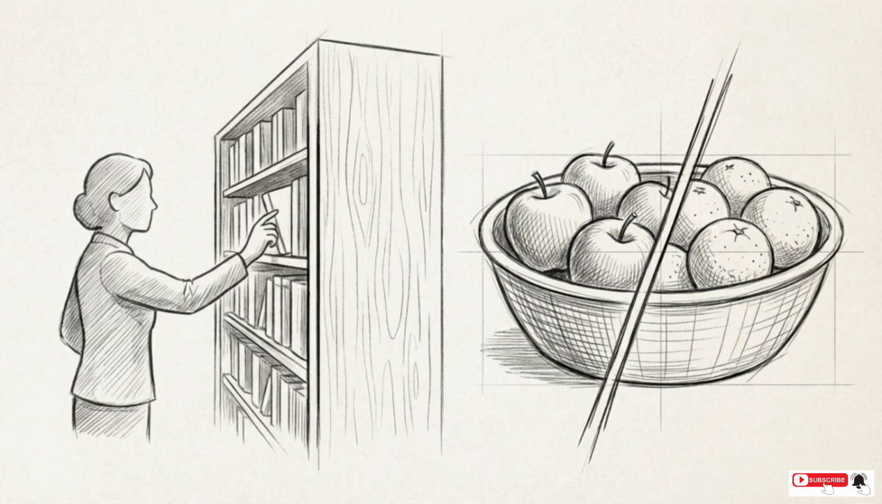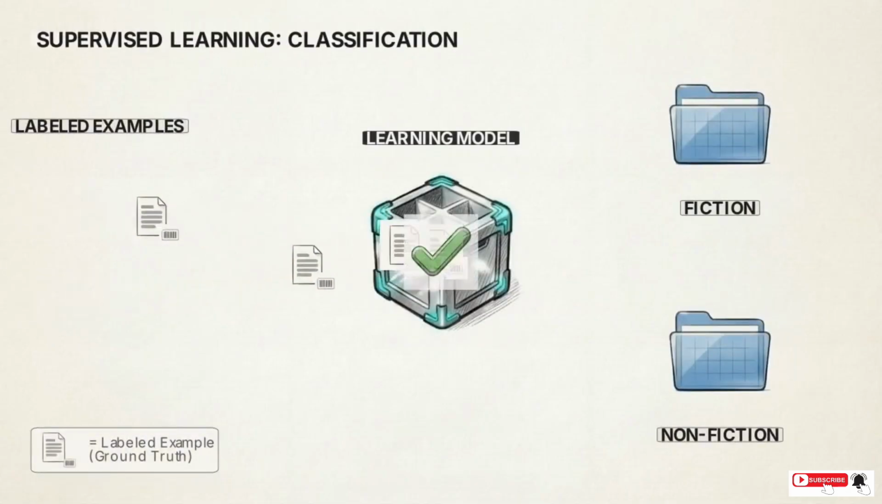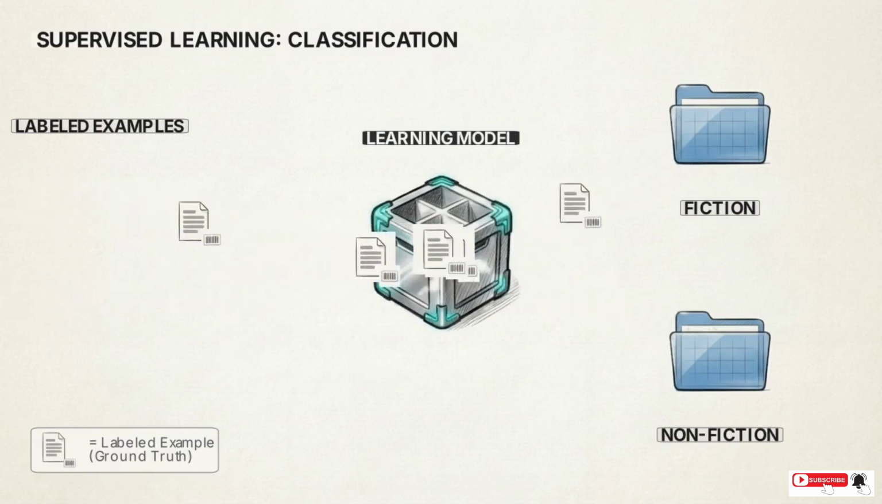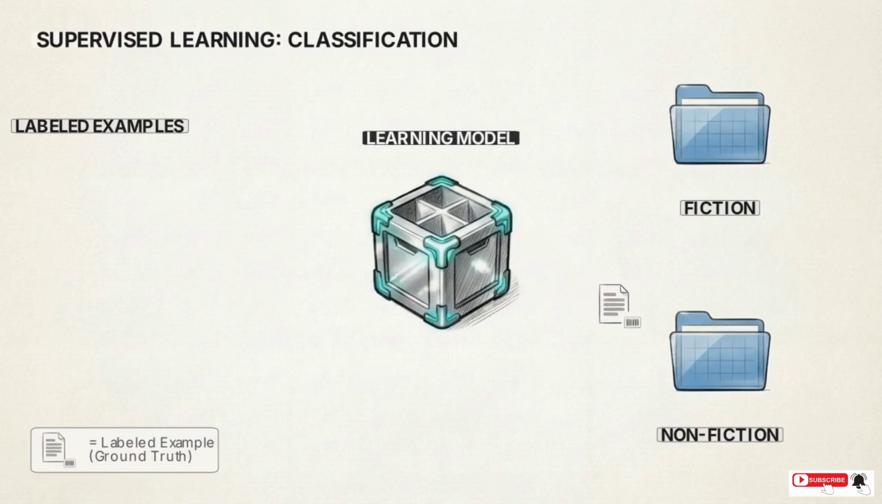Imagine a librarian shelving a massive cart of new books. Based on the content, they decide if it belongs on the fiction or nonfiction shelf. That is classification. This relies on a process called supervised learning. You teach the computer by feeding it thousands of examples that already have the correct answers attached, so it can learn how to predict those categories on its own.